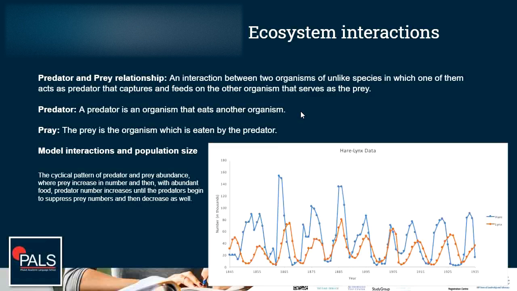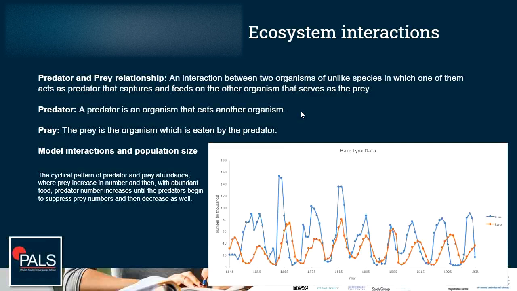Here we see a model interaction and the population sizes of two different species, predator and prey, hare and lynx. Hare are rabbits, basically. Lynx is a big wild cat. And we can see a cyclical pattern here of predator and prey abundance or population size. The prey usually has a larger population size than the predator. Predators usually are smaller in numbers than the prey population. In general, this has to do with energy flow, which we will learn about later.